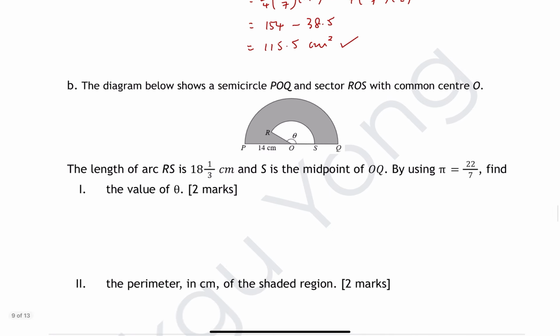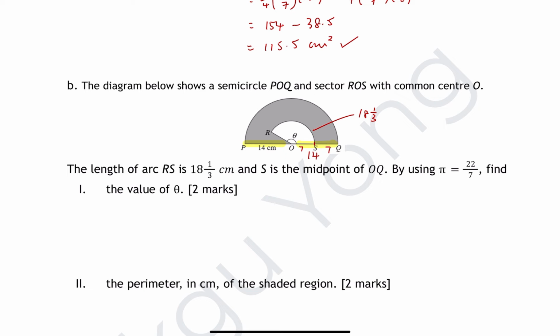Okay, moving on to your B. The diagram below shows a semicircle POQ and sector ROS with common center O. And over here, since this is a 14, over here you will have another 14, right? Because the center O is commonly shared for these two regions. The length of arc RS, so this is your length, is 18 and 1/3. And S is the midpoint of OQ. So if this is a midpoint, then again you will have a 7 here, right? Then by using pi equals 22/7, find the value of your theta.